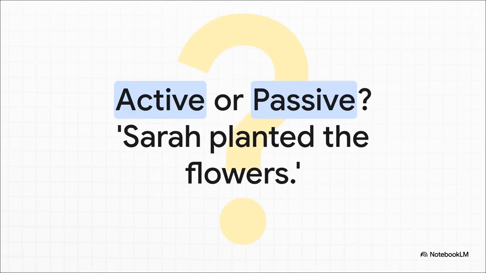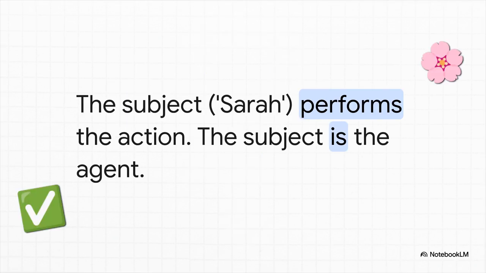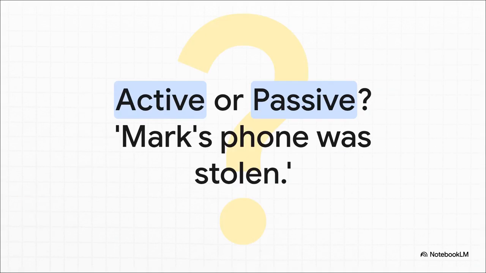Sarah planted the flowers in the garden. Active or passive? Go. And that's right, it's active. The subject is Sarah, and she is absolutely the one performing the action of planting. The subject is the agent. Sarah is the star of this sentence. Nicely done!